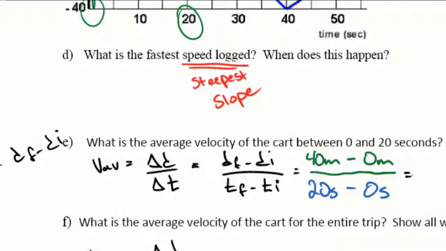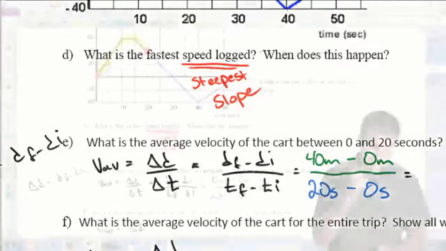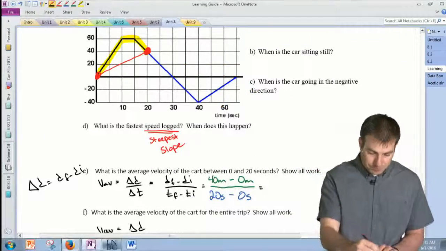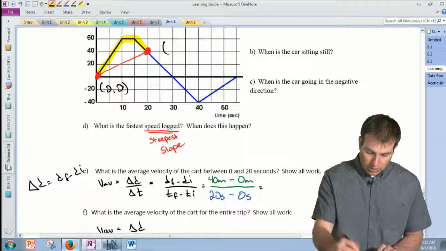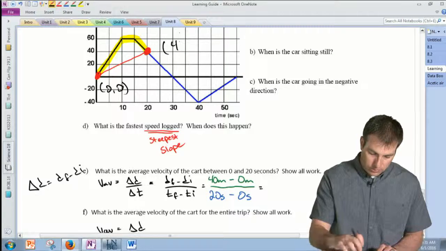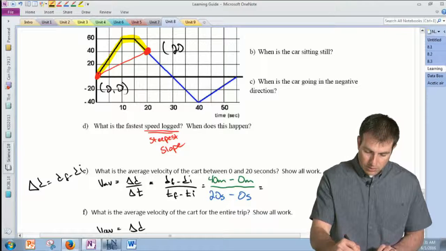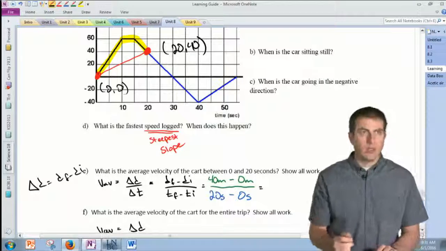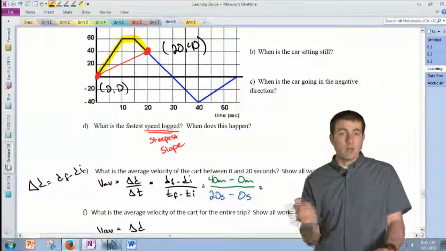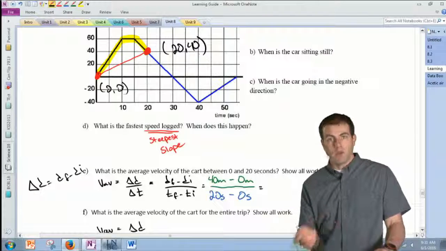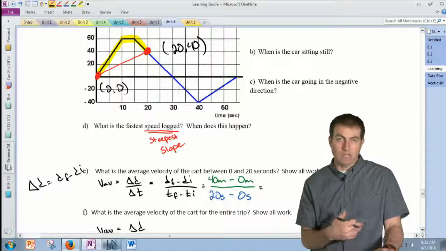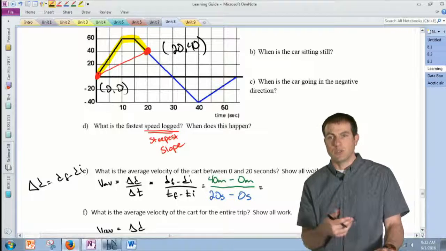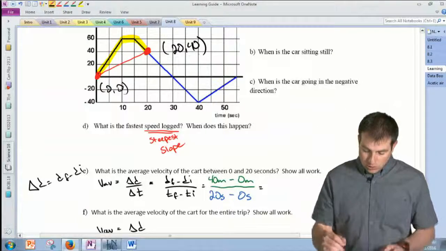So all I've done is I've got these 2 red points. I'm finding the slope, essentially, between them. I have one point here, this is 0, 0, and I have another point here, which is 20, 40. 2 points. And instead of x1, x2, y1, y2, I have t initial, t final, d initial, d final.